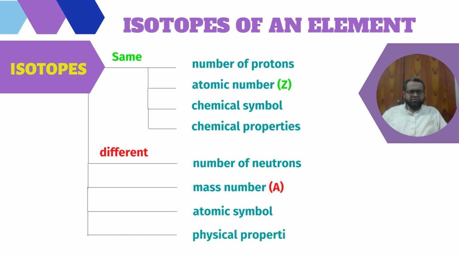As we have already discussed, the chemical properties of an element depend on the electrons in their shells and their arrangement. But the physical properties of isotopes depend on their mass number. As the mass number of different isotopes is different, definitely their physical properties would also be different.